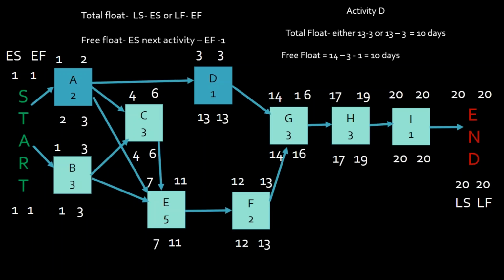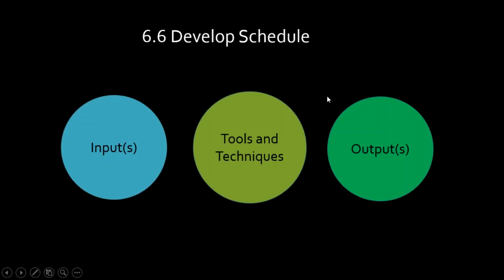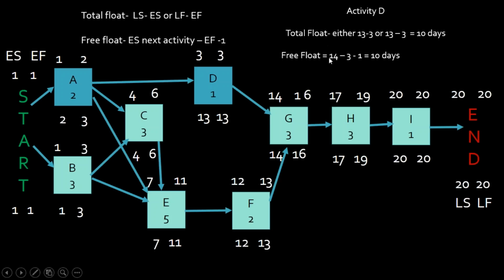If they ask me to do free float, take a look at the free float formula, which is the early start of the next activity. So to figure D, the early start of the next activity is 14 minus the early finish of 3 minus 1. I'm sorry, did I show that calculation? Or did I forget to show that calculation? Oh, here it is. Free float. 14. Didn't mean to click. 14 minus 3 minus 1. And the 1 because we didn't start at day 0. We started at day 1. That's why we have to minus the day 1. Okay? This is the free float formula.